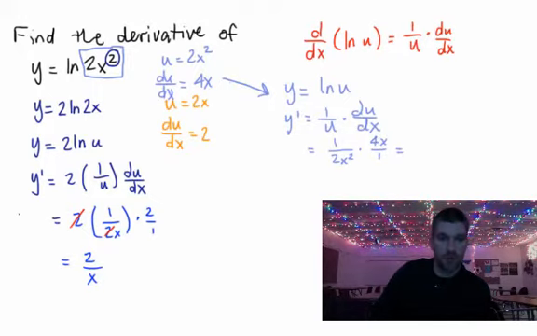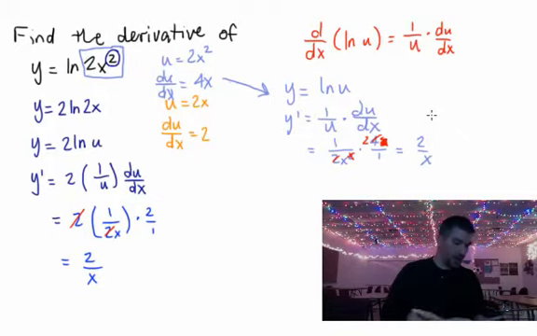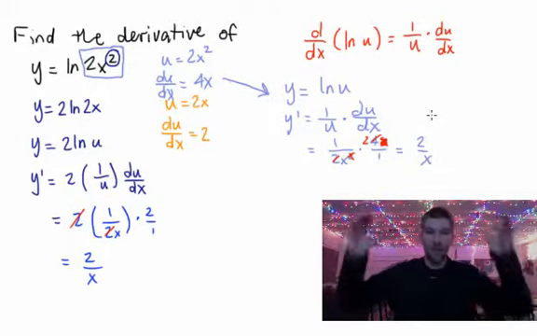And oh my gosh, look what's going to happen. One of those x's is going to go away, and the 2 here goes away into that 2, and so I'm left with a final answer of 2 over x. And lo and behold, it comes out to be the exact same thing. Wow, who would have thunk it? That's why calculus is so darn cool.